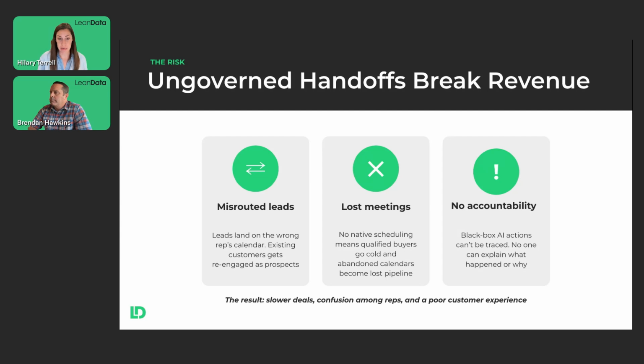So first, the most common thing that we see is misrouting the leads and the AI SDR not being able to know, is this an existing customer, and treating that person as if they are a net new prospect, asking them the same questions.